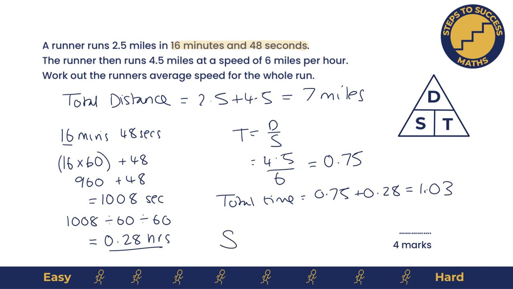And now I can work out the average speed for the whole journey. Speed is distance over time. Speed equals 7 divided by 1.03, which is 6.796. And if we round that, we've got 6.8 miles per hour.